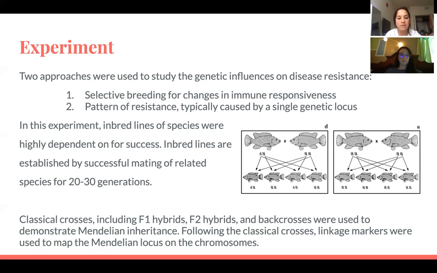Pattern of resistance aimed at a full genetic analysis of host resistance and examined a large number of models, for example, mouse families. In this experiment, inbred lines of species were highly dependent on for success, and inbred lines are basically established by successful mating of related species for at least 20 to 30 generations. Classical crosses, including F1 hybrids, F2 hybrids, and back crosses, were used to demonstrate Mendelian inheritance. Following the classical crosses, linkage markers were used to map the Mendelian locus on the chromosomes.